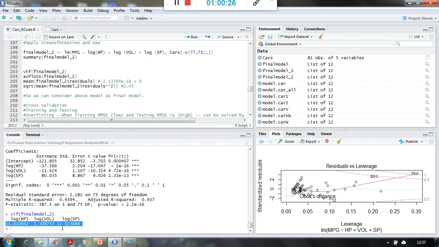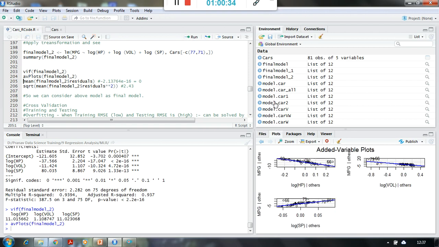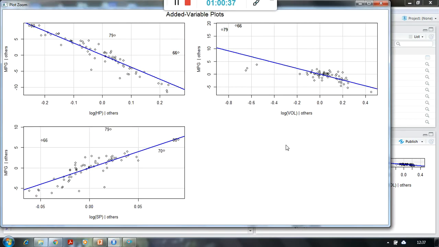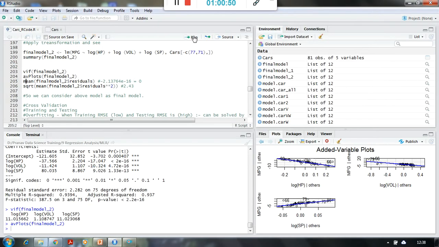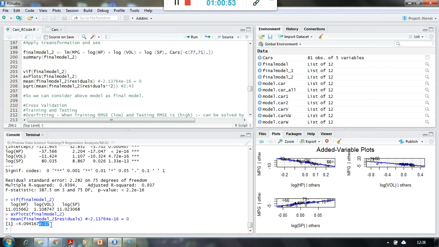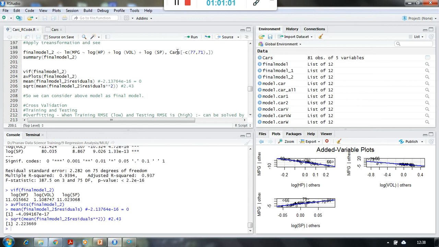I'm passing this model to the VIF function, and look at the VIF values. They have come closer to 10 for HP and SP, and for volume it is 1. Let us check the AV plot and look at the slopes. Wow, fantastic, isn't it? They have a strong correlation between the output variable and all 3 input variables. Let us check the average of our errors, and yes, it is again e to the power minus 17, almost approximately 0. And then I'm calculating the RMSE for this model, and RMSE also has gone down to 2.22.